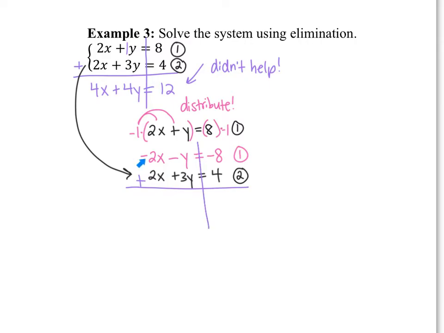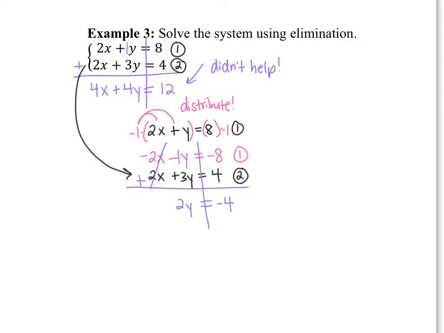So we're going to add like terms, so negative 2x and 2x zeros out. And then we have negative y, which is negative 1y. Negative 1y plus 3y gives us 2y equals, and then negative 8 plus 4 is negative 4. Awesome, now something eliminated and I can solve like we've been doing this whole lesson.